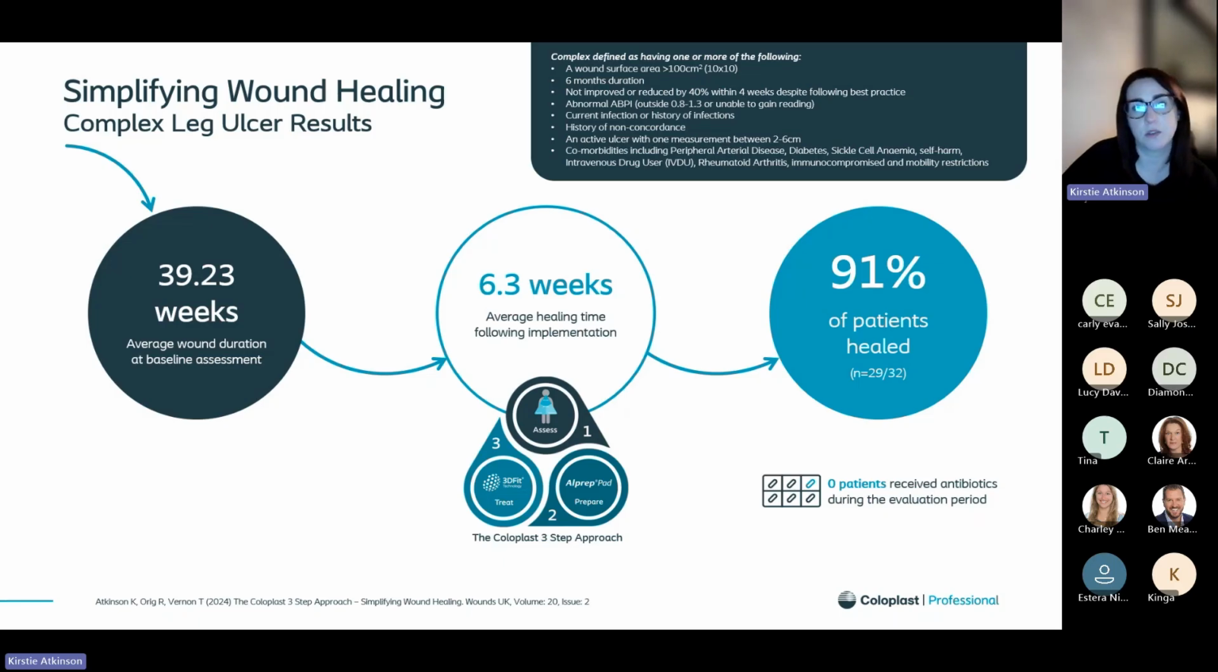And what we found was in this category of patients, they had an average wound duration of 39.23 weeks, but they went on to heal in 6.3 weeks, and 91% of them healed. And obviously none of the patients had antibiotics, which really lends to antimicrobial stewardship. So if the National Wound Care Strategy is saying 75% uncomplicated healing in 24 weeks, we've got 91% healing in 6.3 weeks by following the Coloplast three-step approach.